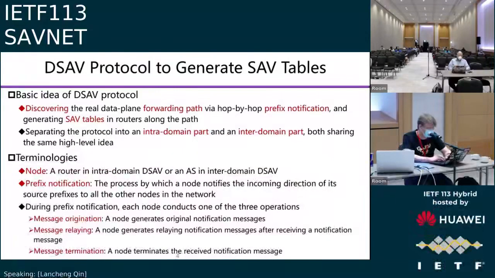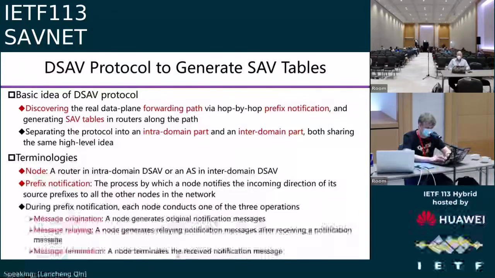So the basic idea of the DSAVE protocol is to discover the real data plane forwarding path by hop-by-hop prefix notification and to generate safe tables in routers along the path. The DSAVE protocol is separated into an intra-domain part and an inter-domain part, both sharing the same high-level idea.